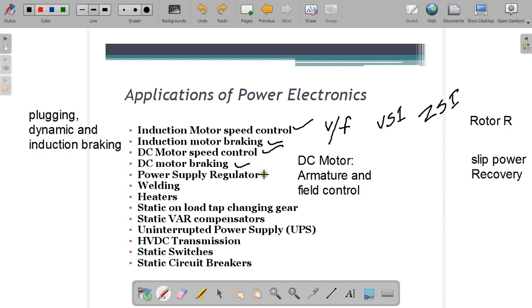Now let's talk about the power supply regulator. There are two types of DC power supply regulator that are usually used in several applications such as laboratories and electronic circuits of medical equipment, etc. They are named conventional regulated power supply and switched mode regulated power supply.